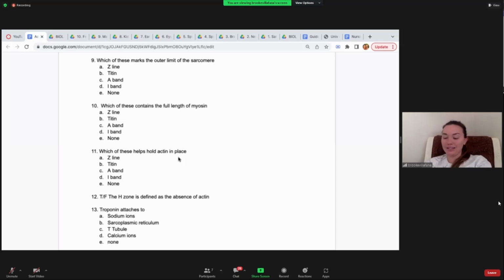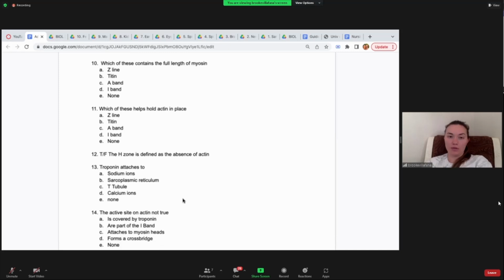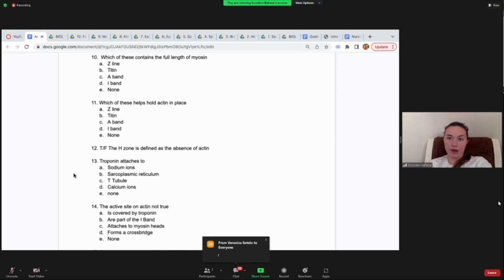Titin helps to hold myosin in place. That was kind of a tricky one, but our answer there would be E, or none, because titin helps hold myosin in place. Okay, question 12. True or false? The H zone is defined as the absence of actin. True or false? True, right? We just went over that.